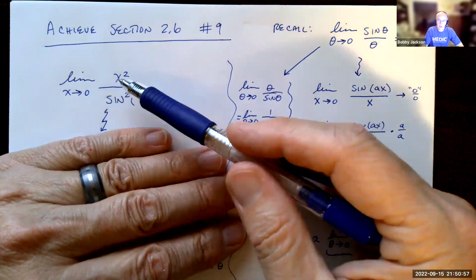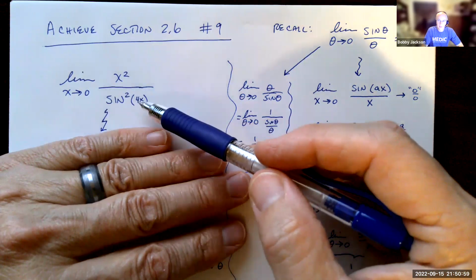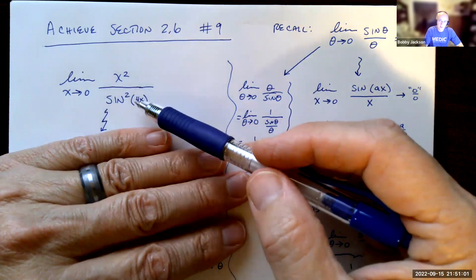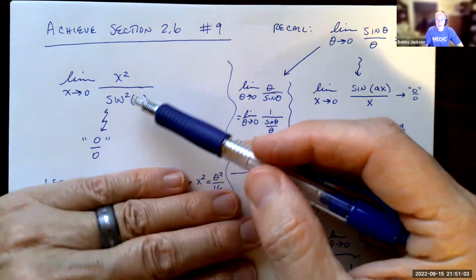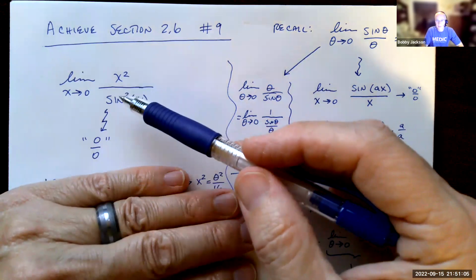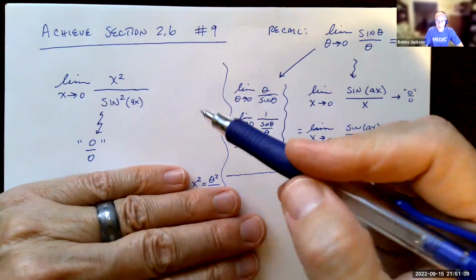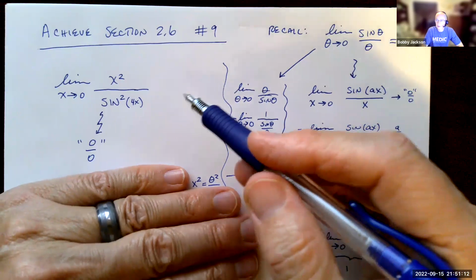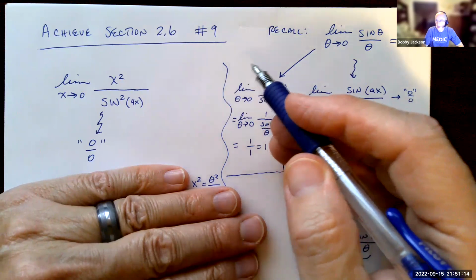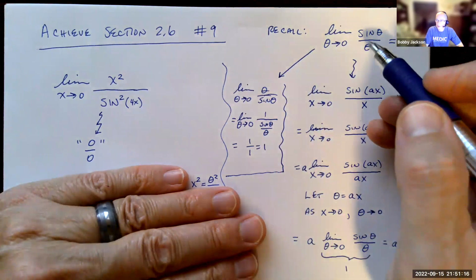If you plug in directly, of course, the top is 0 and 4x is 0, so that gives you sine of 0, which is 0. You get 0 over 0. This is indeterminate. Okay, so obviously, we're going to be using one of the two limits we have learned from the lecture in section 2.6.